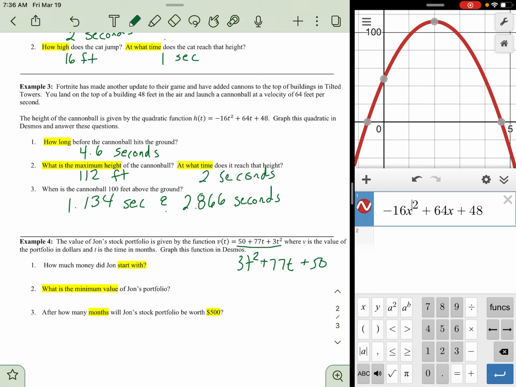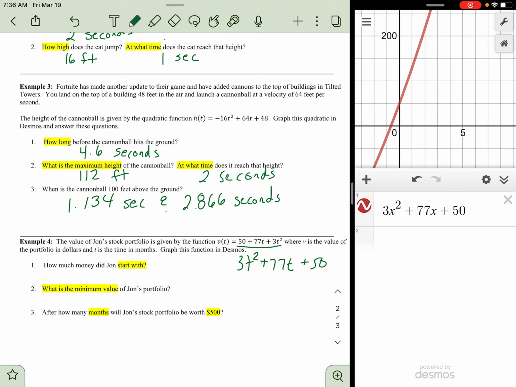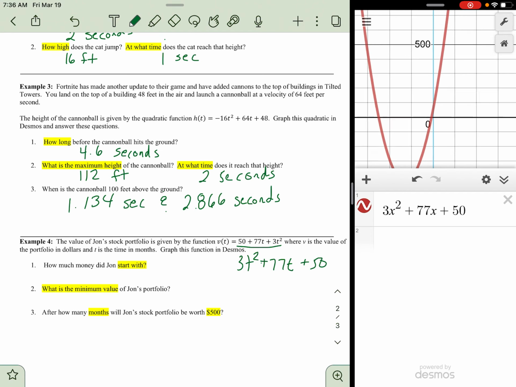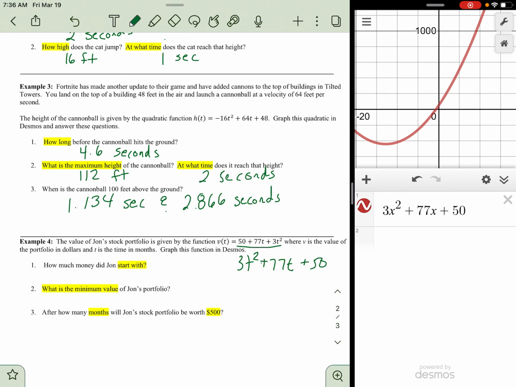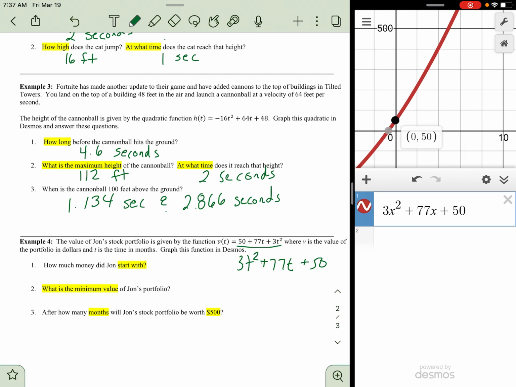So 3t squared. This one changes a little bit, and that's because this is a stock portfolio, right? So it's not talking anymore about a projectile. It's not throwing something into the air. Okay, 77x plus 50. All right, so now zoom out here. Okay, so this one's an upside down portfolio, or parabola. So how much money did John start with? Okay, remember, always look for the y-intercept for that number. And he started with $50.